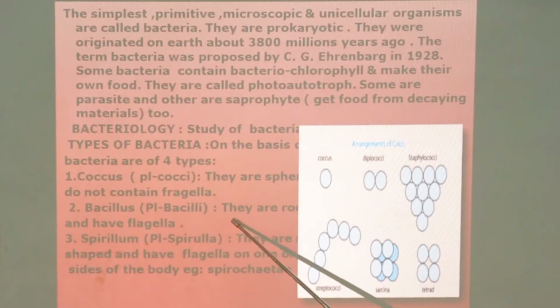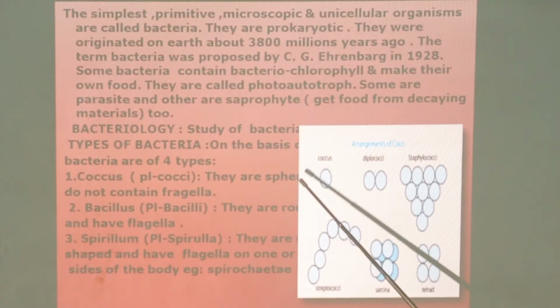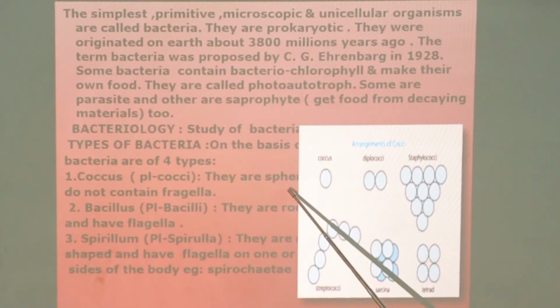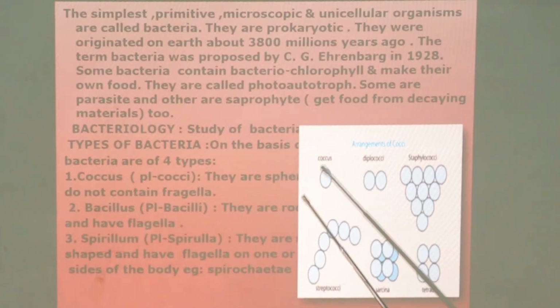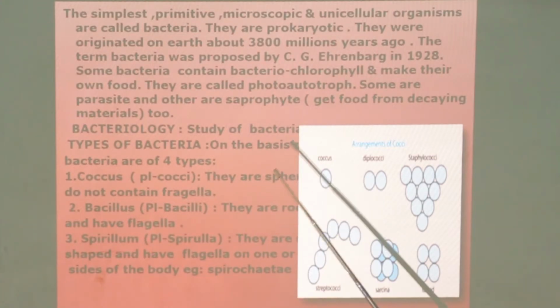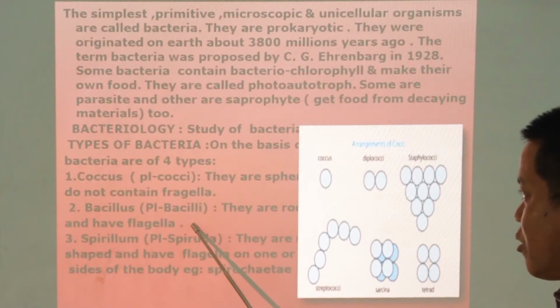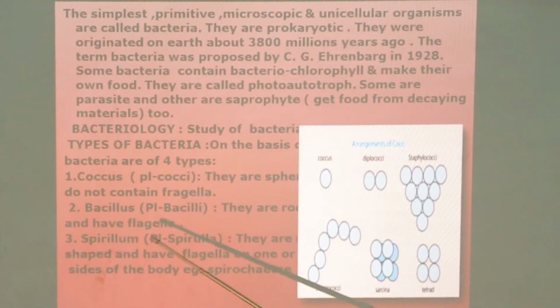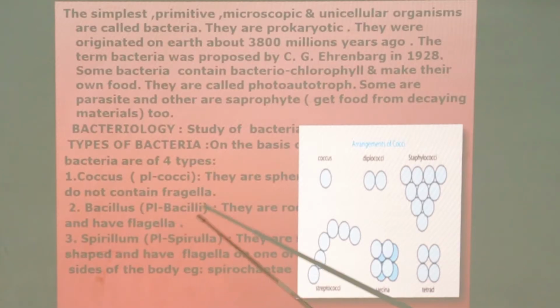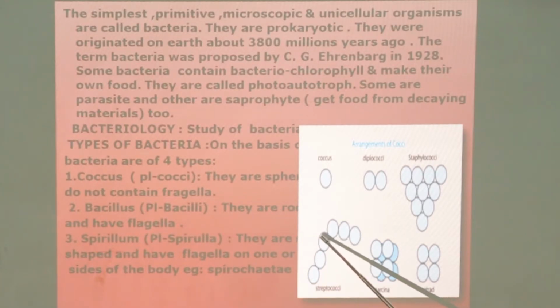Bacilli: they are rod-shaped. Cocci are spherical in shape, bacilli are rod in shape, and they have flagella for locomotion. Spirillum: they are spiral shaped and have flagella on one or both sides of the body. Example, spirochete.